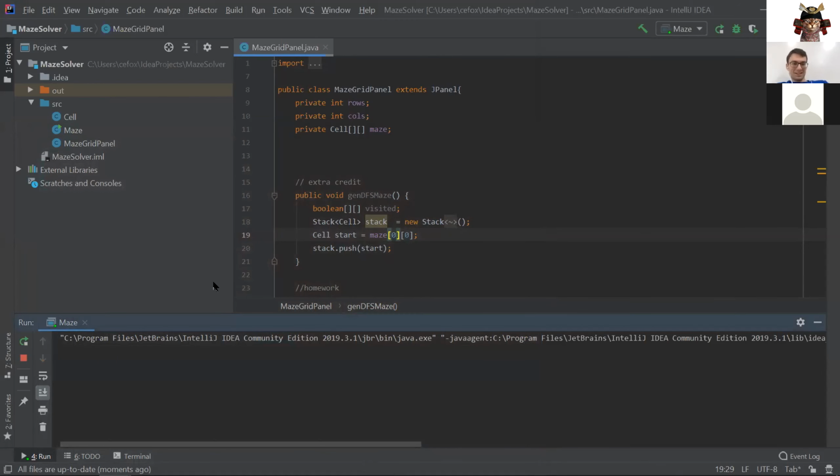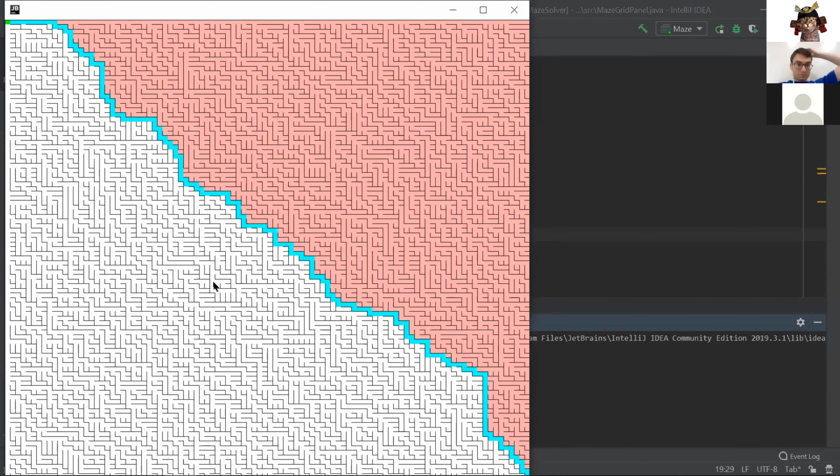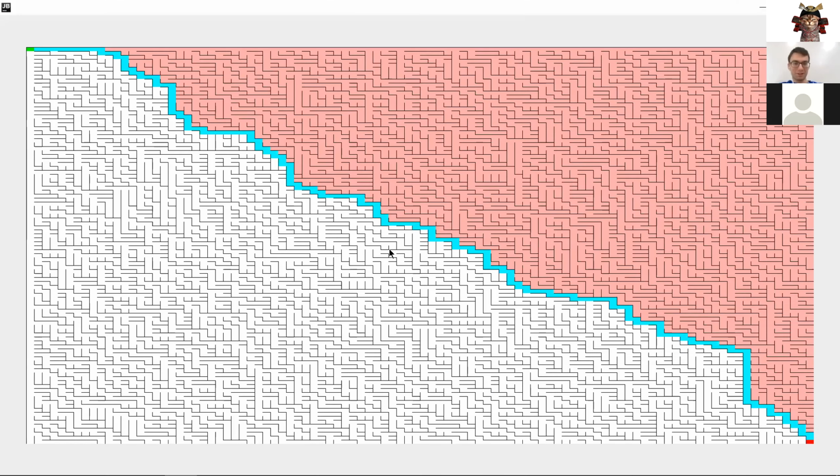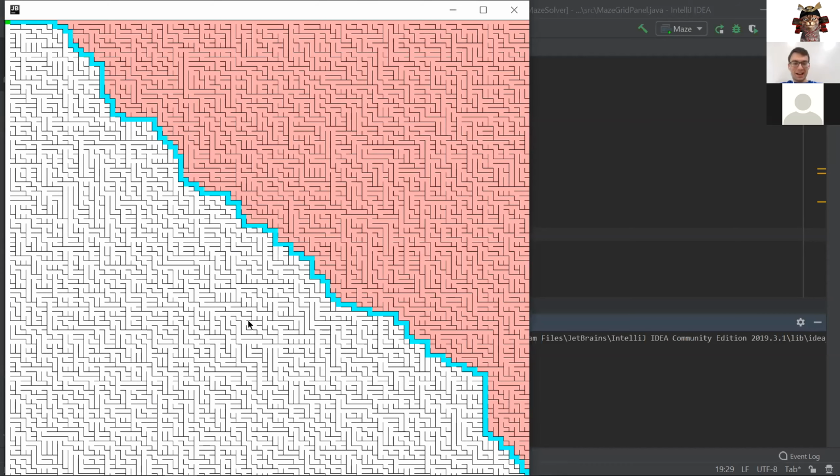Mm-hmm. So what was the hardest part for you about this one? I didn't think this one was that bad actually. The only issue I had really was when I ran it, I had it change the color before it did the goal check. So it changed the color of the goal, and then it didn't notice the goal was there because it wasn't the right color anymore.